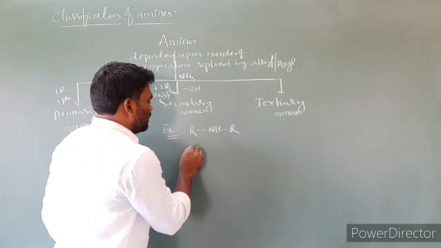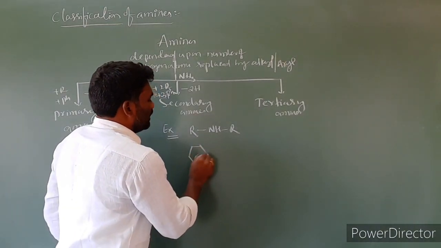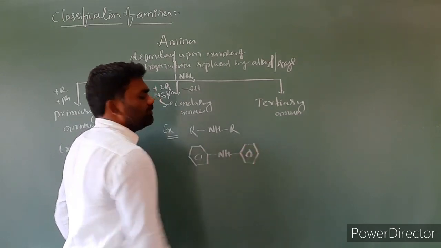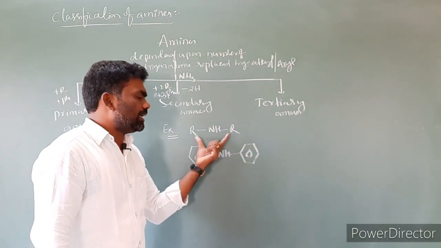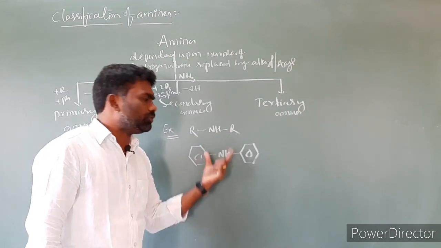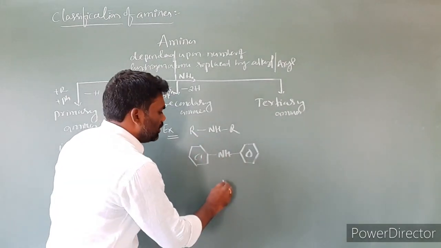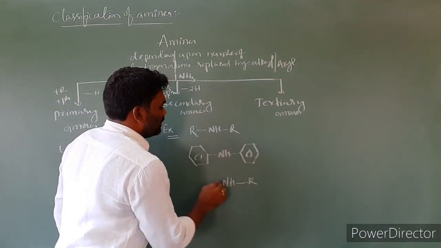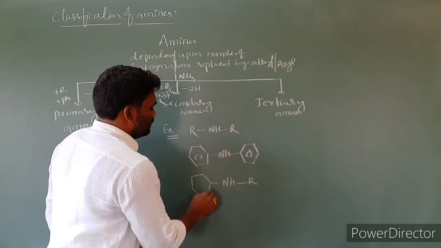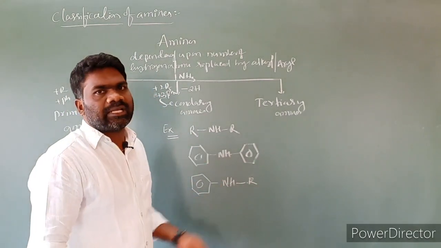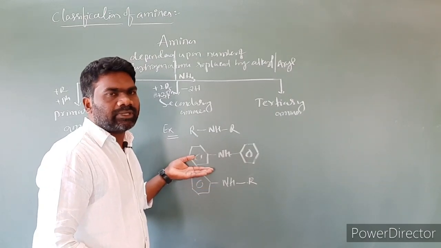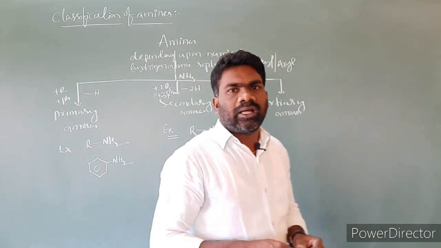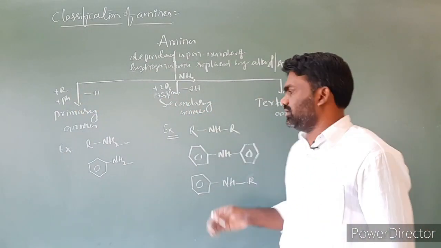We can take one more example, with two benzene rings. This is also an example of a secondary amine. Two alkyl groups or two aryl groups can be attached to nitrogen, or one alkyl and one aryl. All of these come under secondary amines, because secondary amines are obtained by replacing two hydrogens by two alkyl, two aryl, or one alkyl and one aryl.